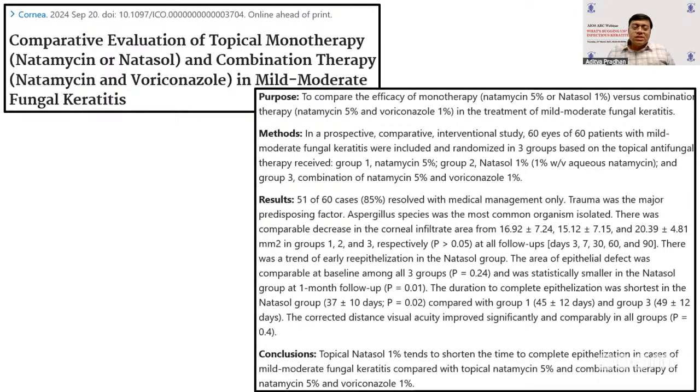So as discussed by the previous speaker, natosol is basically an aqueous formulation of natamycin combined with cyclodextrin, which has higher penetration compared to the suspension form which we are using. This is a prospective interventional study with 3 groups. One group received just 5% natamycin, group 2 received natosol 1%, and group 3 received the conventional natamycin and voriconazole. In this, for the time to epithelialization and ulcer healing, they have shown that 1% natosol has a shorter time to epithelialization compared to the other 2 groups.